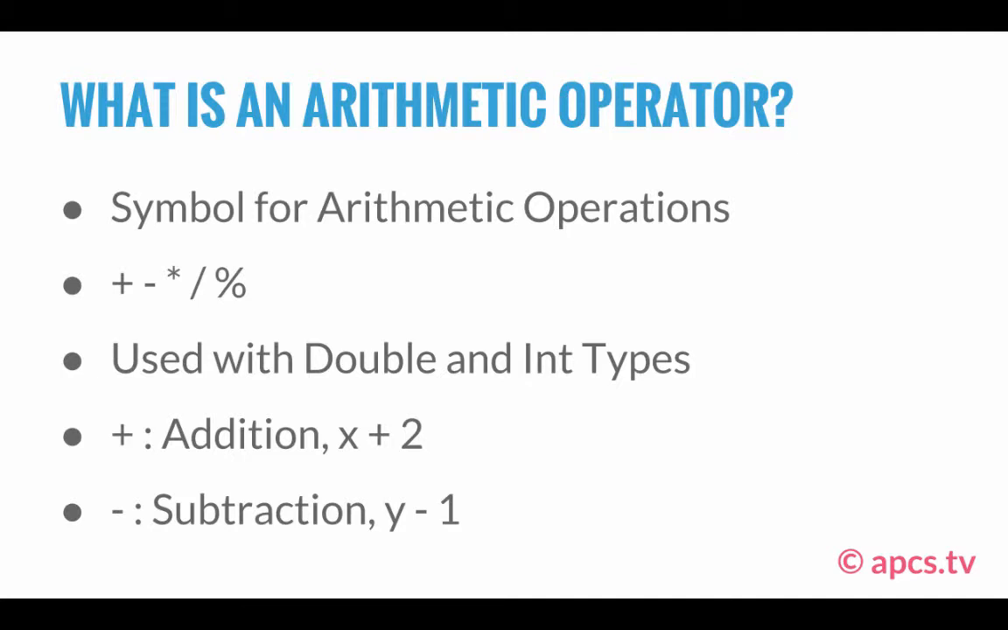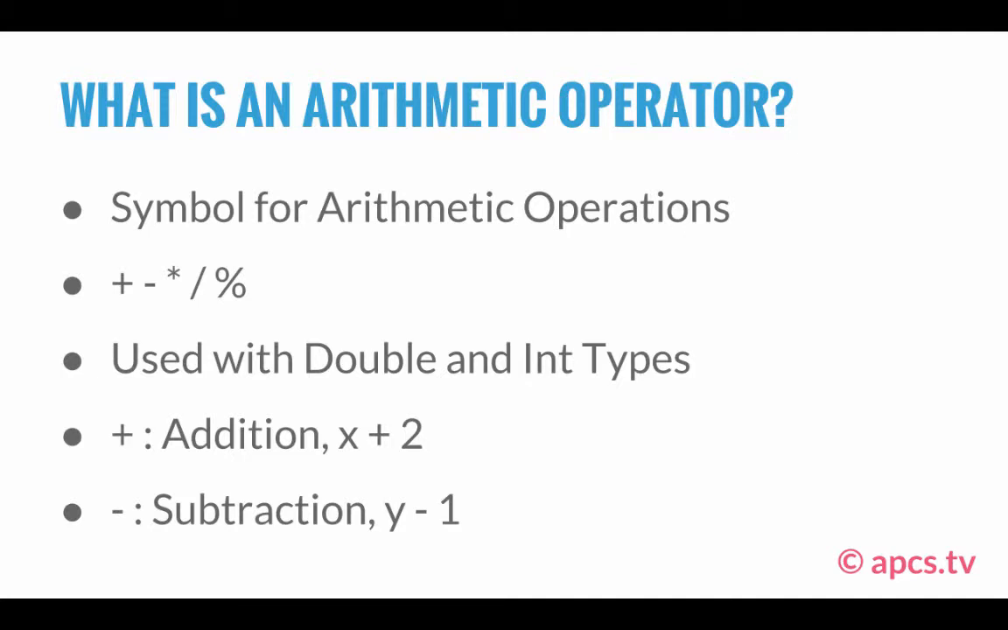Now, arithmetic operators, as we know, are used for arithmetic operations, and that's why it makes sense that we only use them with the double and integer types. You can't add Boolean types because they're true and false values. And so let's start off by looking at the first arithmetic operator, which is the plus sign. Now, as you can probably tell, it stands for addition, and it could be anything like x plus 2, where x is a variable that we've already defined.